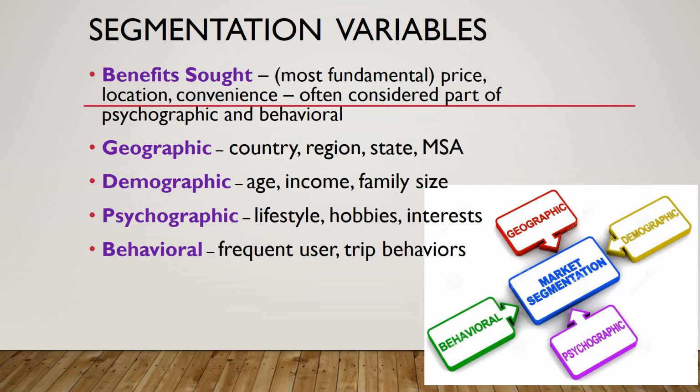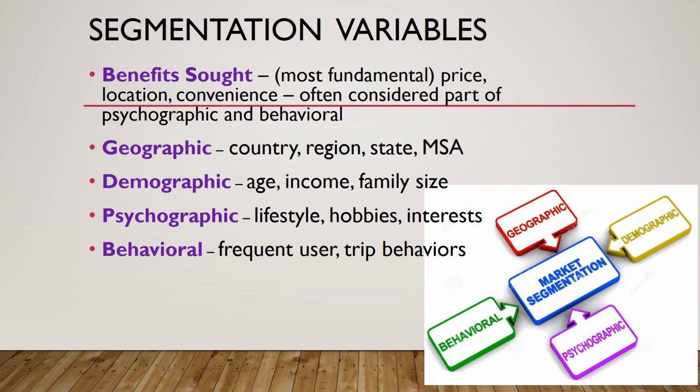Those kinds of things are more likely to predict and help us to create a segment that will allow us to predict how they will respond to a particular marketing campaign. A couple of the other variables that are used are the benefits sought. This is really the most fundamental of all the variables. What are people looking for from your particular service? Are they looking for a particular price point? Are they concerned about the location? Is it close to them? Are they concerned about convenience?